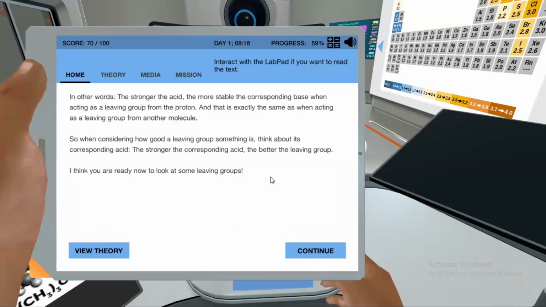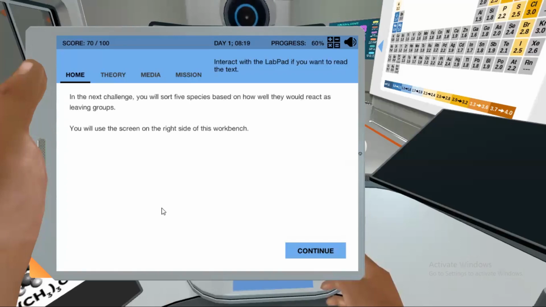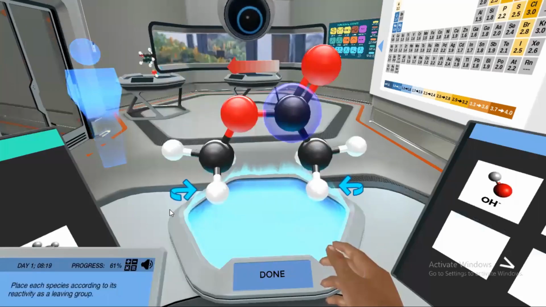In other words, the stronger the acid, the more stable the corresponding base when acting as a leaving group from the proton. And that is exactly the same as when acting as a leaving group from another molecule. So when considering how good a leaving group something is, think about its corresponding acid. The stronger the corresponding acid, the better the leaving group. I think you are ready now to look at some leaving groups. In the next challenge, you will sort 5 species based on how well they would react as leaving groups. You will use the screen on the right side of this workbench. Place each species according to its reactivity as a leaving group.